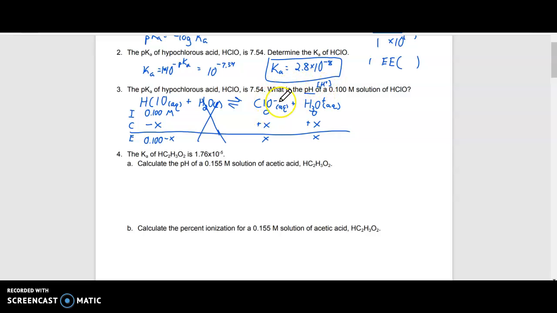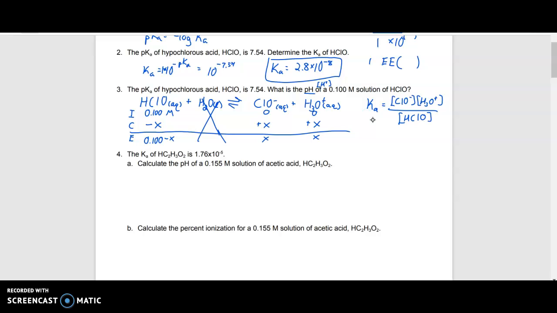But in order to figure out this pH, again, I need the concentration of the H plus or the H3O plus. And so what I need to do is really solve for X. All right? But I have to use my Ka value in order to do that. So I need to start by writing an equilibrium expression for this reaction. And it's products over reactants. So it's the concentration of ClO minus times the concentration of H3O plus divided by the concentration of HClO.